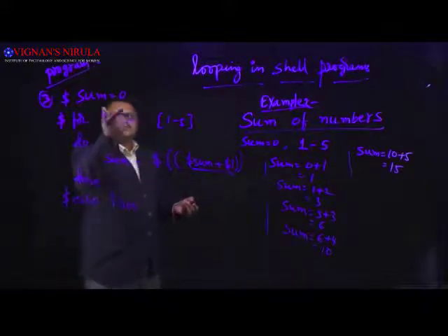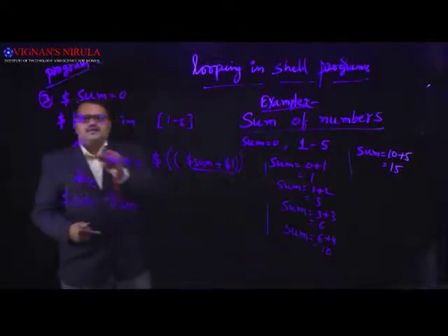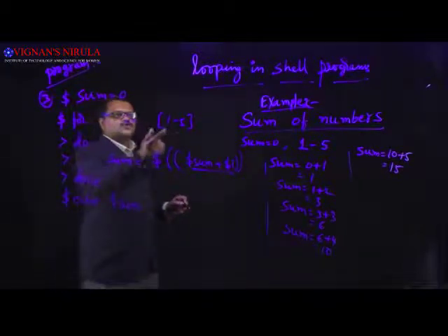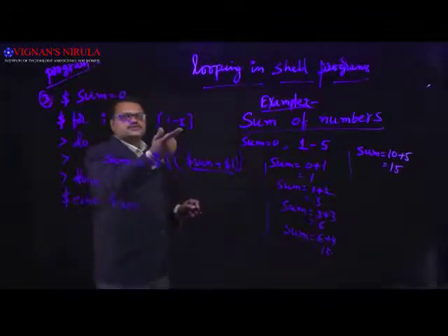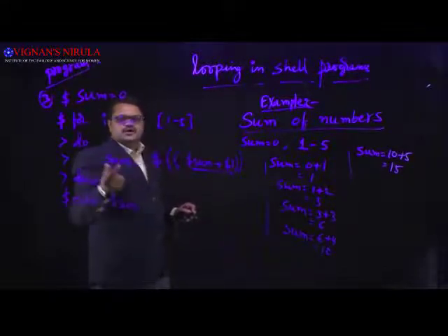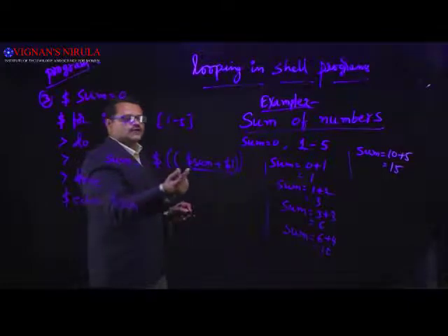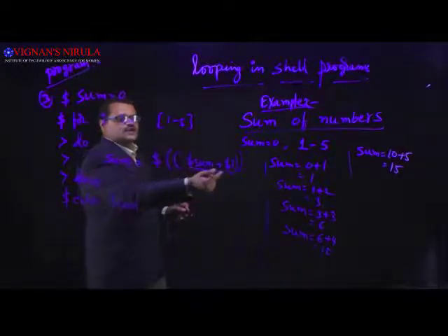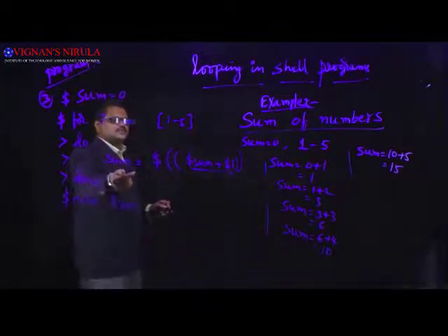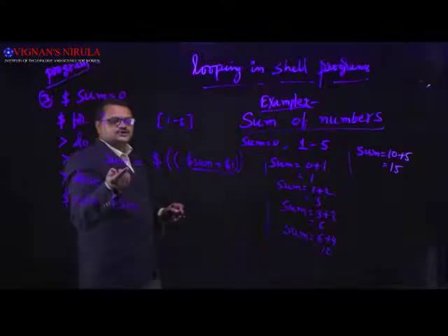So initially sum is 0. After that, for I in 1 to 5, that means the range of values is 1 to 5. So the beginning value of I is 1 and the end value is 5. Now do sum equal to $((sum + I)). Initially the value of I is 1 and sum is 0, so 0 plus 1 is 1. That 1 is the partial sum, stored into sum.